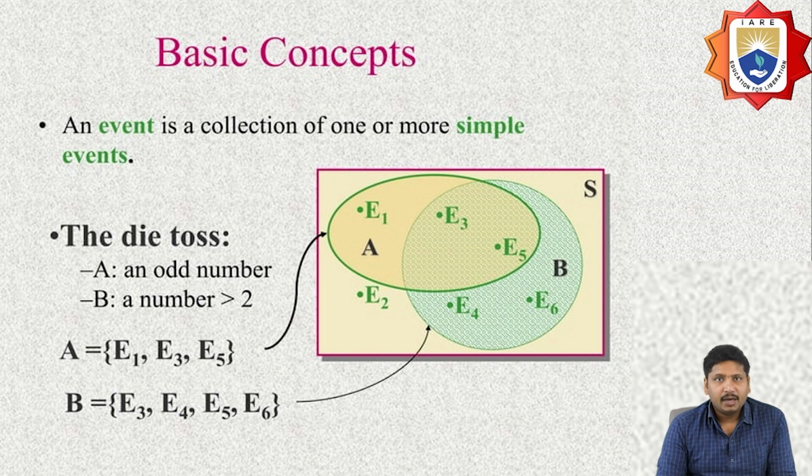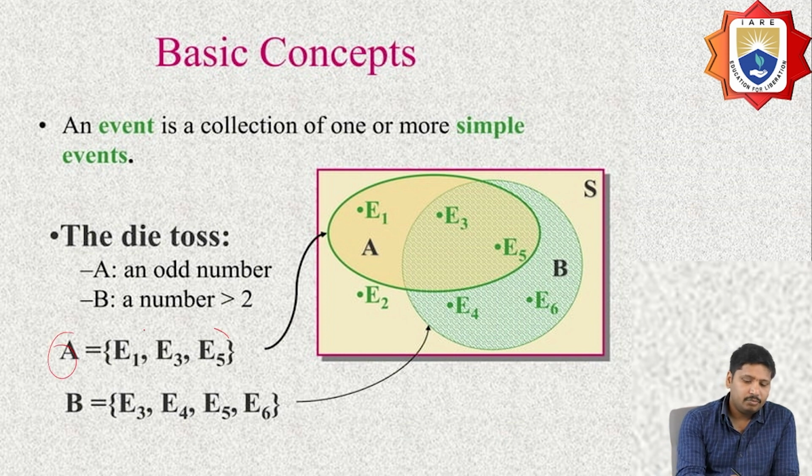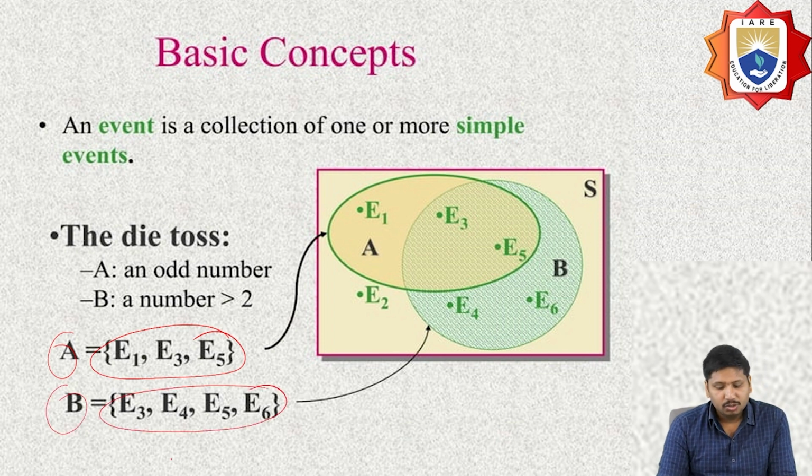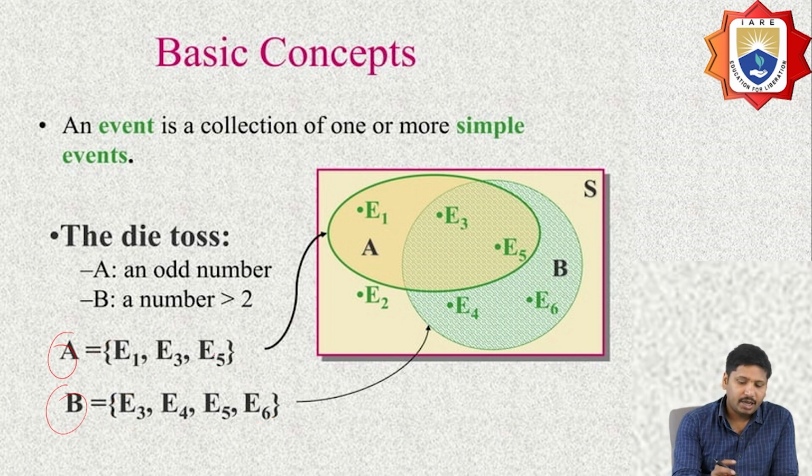If I toss a die, I can get an odd number, or a number greater than 2. For that, I'm going to create a set of odd numbers: 1, 3, 5. And another set of numbers greater than 2. Here, between the event A and B, the outcomes 3 and 5 are common. So 3 and 5 are the intersection of set A and set B.